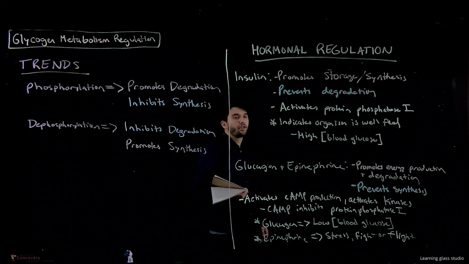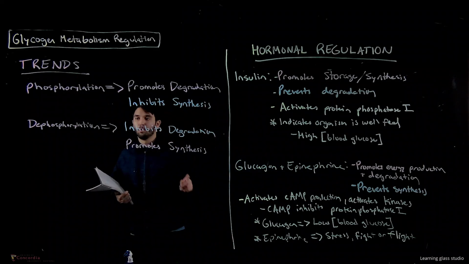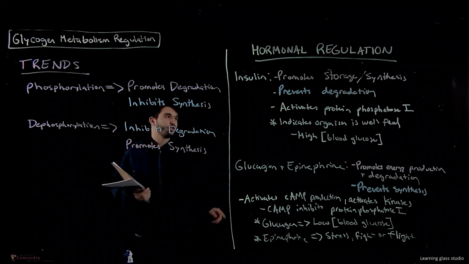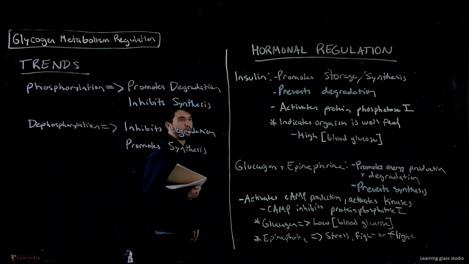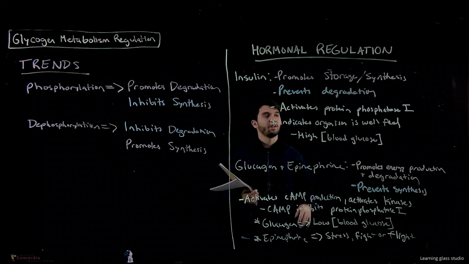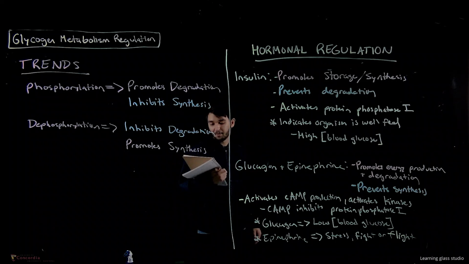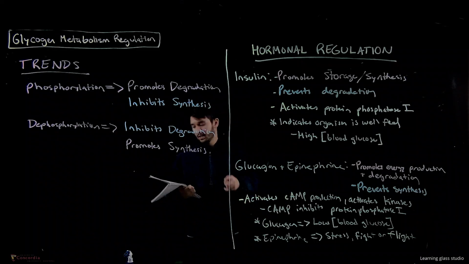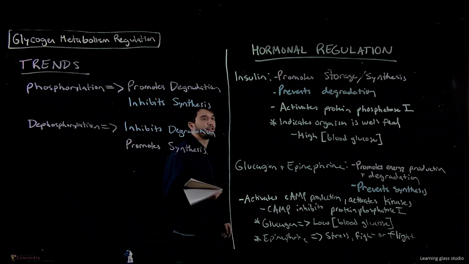It does this through activating protein phosphatase 1. This will promote dephosphorylation, which will inhibit degradation and promote synthesis. Remember, protein phosphatase 1 is shared between the regulation of degradation and of synthesis. So protein phosphatase 1 will inactivate glycogen phosphorylase, and it will activate glycogen synthase, okay?